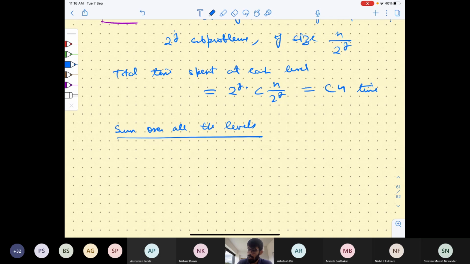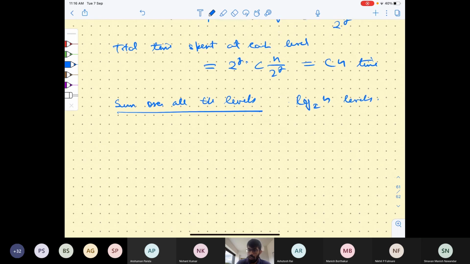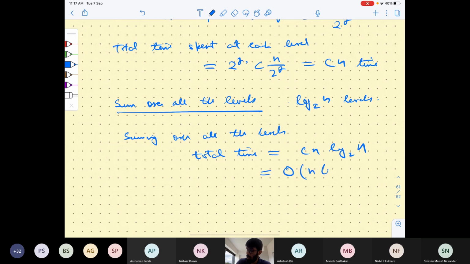How many levels are going to be there? Log n. Log n levels, right? And so summing, what do we get over all the levels? Total time is equal to cn log base 2 of n, which is equal to order n log n.